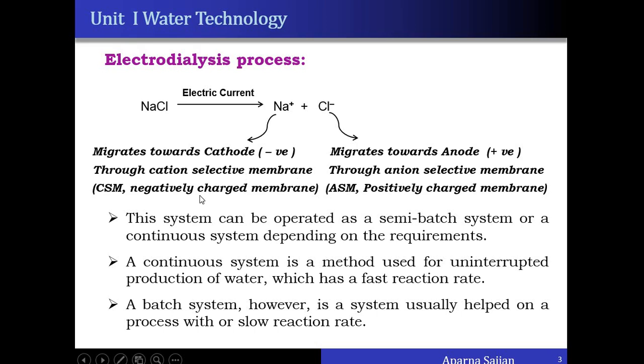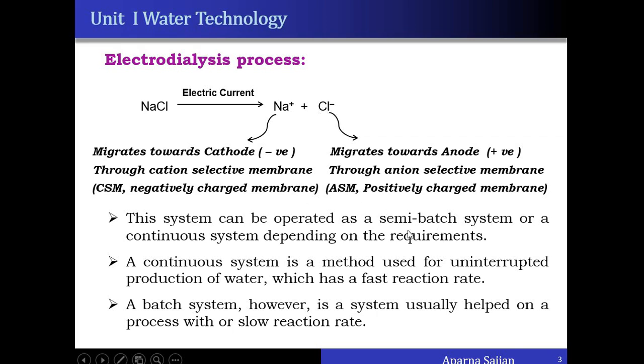This membrane is negatively charged, therefore it is allowing positive ions. And in contrast, anion selective membrane allows anions, but this membrane is positively charged. So positively charged membrane allows negative ions to pass.